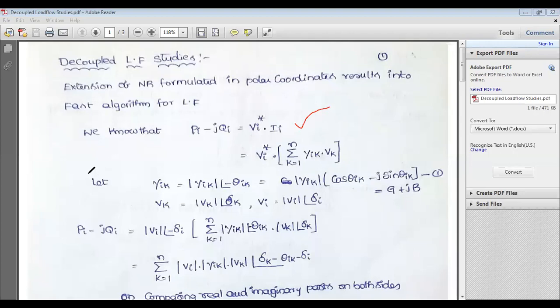The next step is to make an assumption: Yik is equal to the modulus of Yik at an angle of minus theta ik, which can be written as modulus of Yik times (cos theta ik minus j sin theta ik). You can consider that as equation number one, and you can also name it as G plus jB.